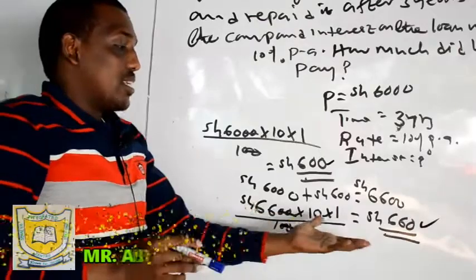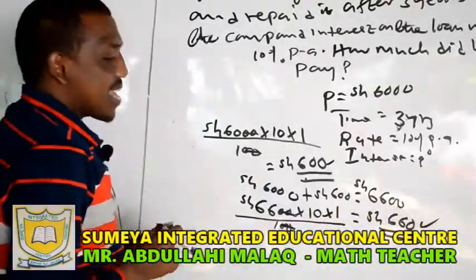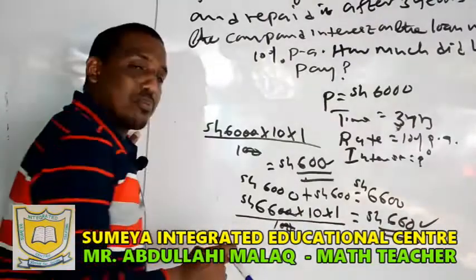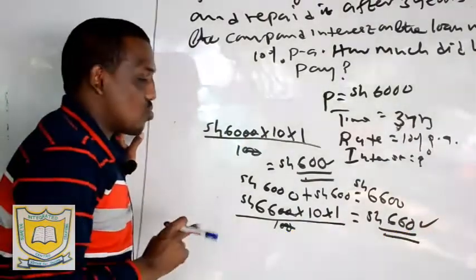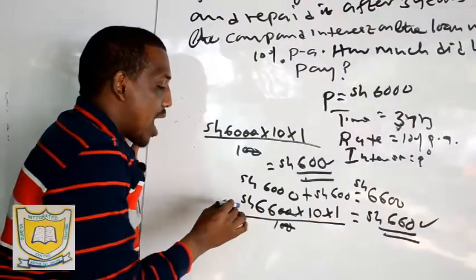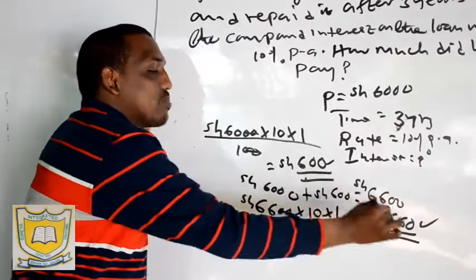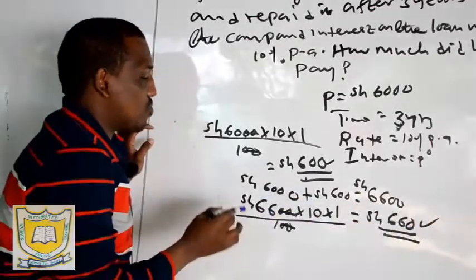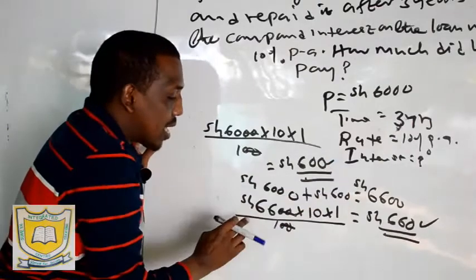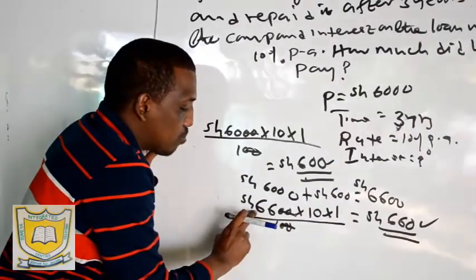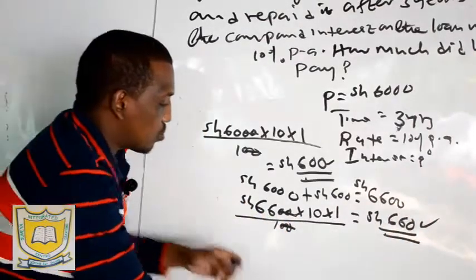Now we never did the third year, but we want to proceed to the third year. You must also find the principal of the third year. How do I get the principal of the third year? I will add the principal of the second year plus the interest of the second year. Initially we have been doing the principal of the first year plus the interest of the first year. Now to get to the third year, you add the principal of the second year plus the interest of the second year.